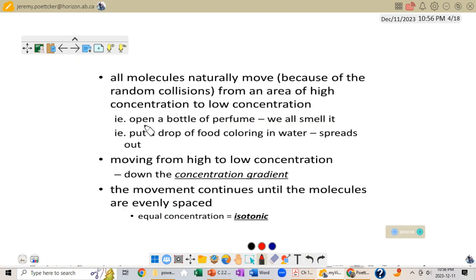Right, so here's a happier version of diffusion. I open a bottle of perfume, eventually we all smell it. Put a drop of food coloring in water, it will spread out. It will always move from high concentration to low concentration. Highlight those words there. They're going to move down the concentration gradient until everything is equal concentration, or what we call isotonic. So theoretically, if I pour two glasses of apple juice from the same bottle of apple juice, both of them will have the same concentration. They would be isotonic.